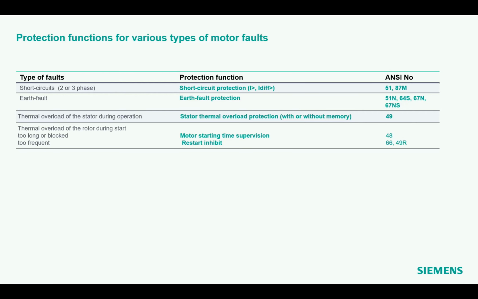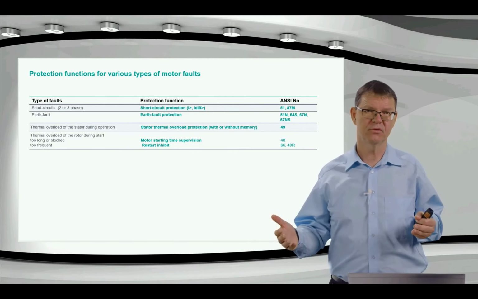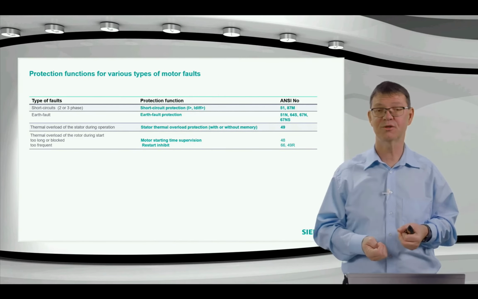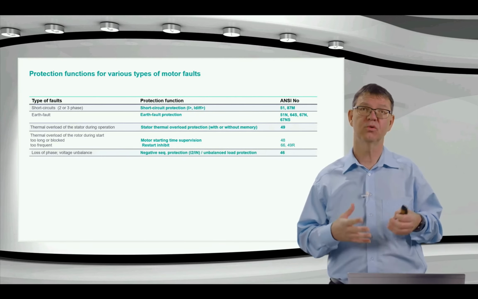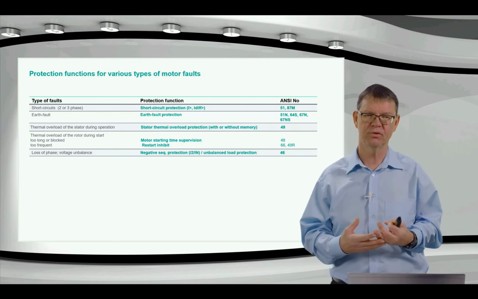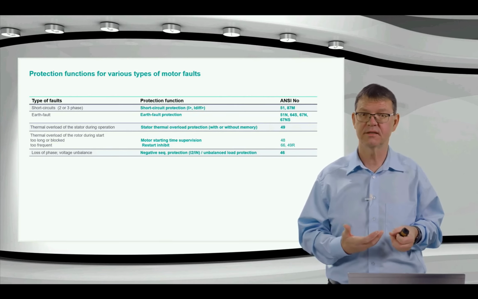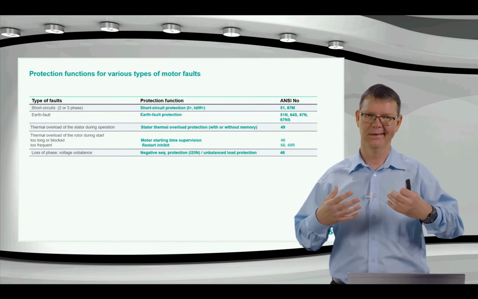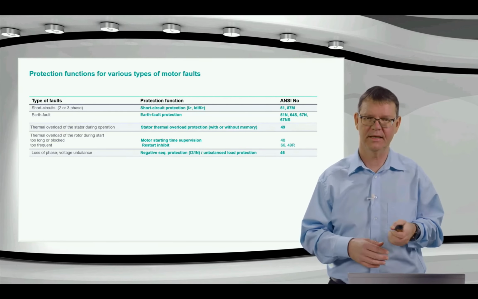The second problem can be that the startup is too frequent in a certain time range. For this, we have another function, the restart inhibit function. The next problem for the motor is the loss of phase or the negative sequence current on the rotor. The rotor is very sensitive against that. For this, we also have a thermal function based on the unbalanced load current.